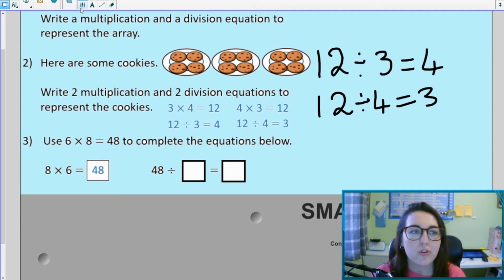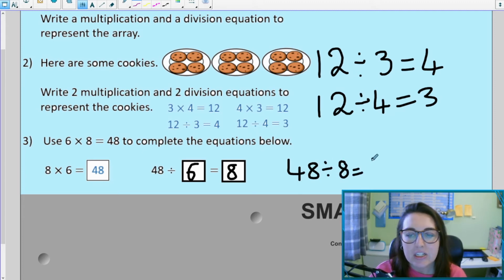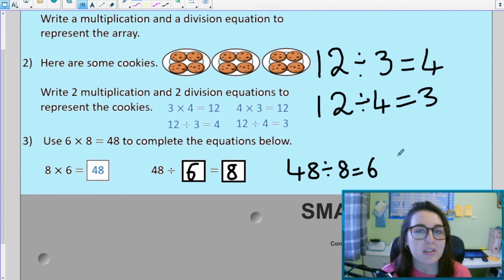Okay, so if I've got 48 things, I can either put them into groups of 6 or groups of 8. 48 divided by 6 means that we've used the 6, so it's going to be 8 in each group. Or we can have 48, share it between 8, and each person will get 6. So it's just about using those same numbers in different ways to learn all of those fact families and the different facts that you can get.